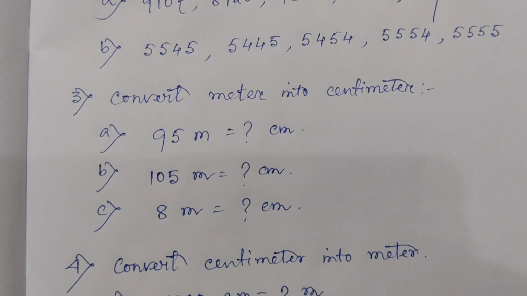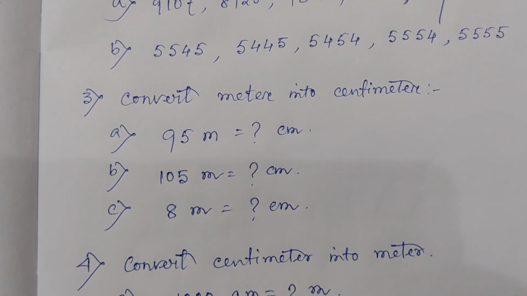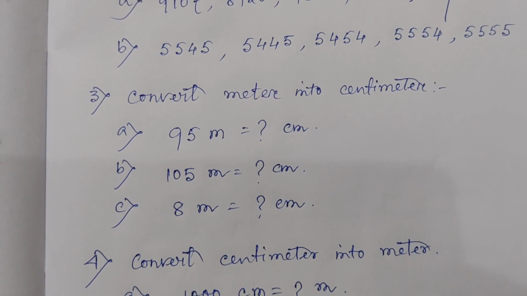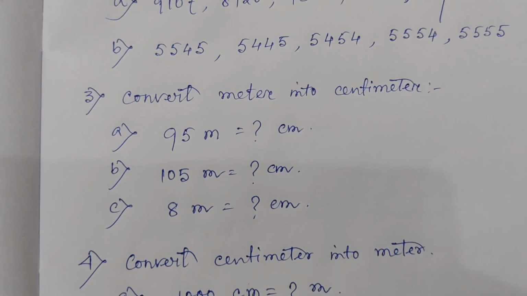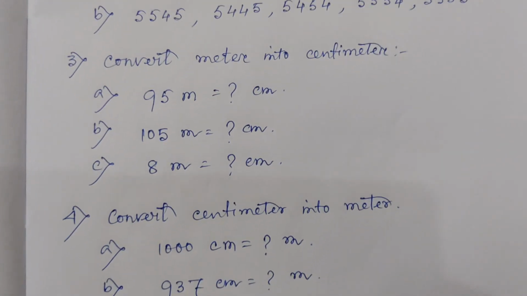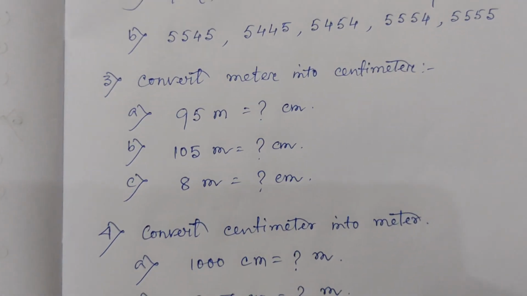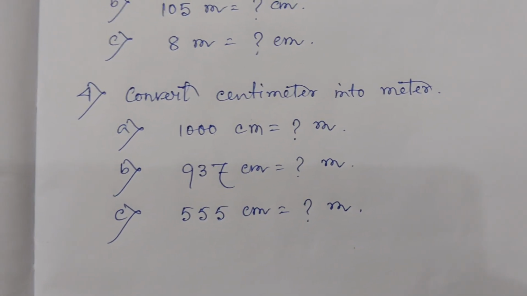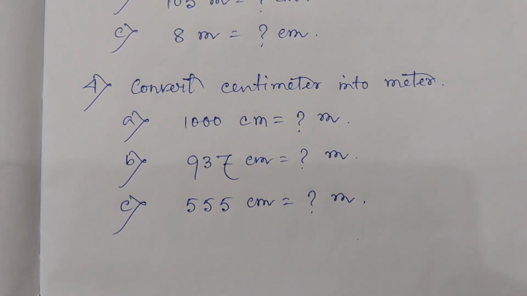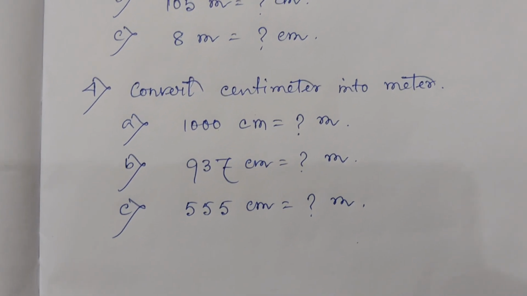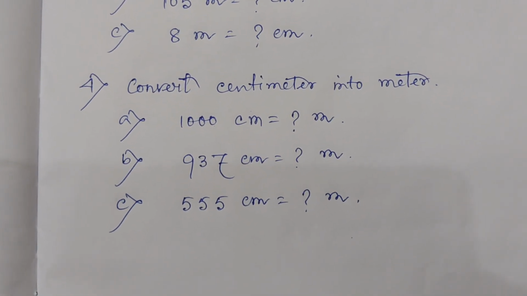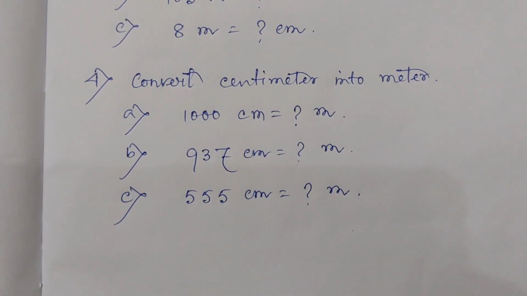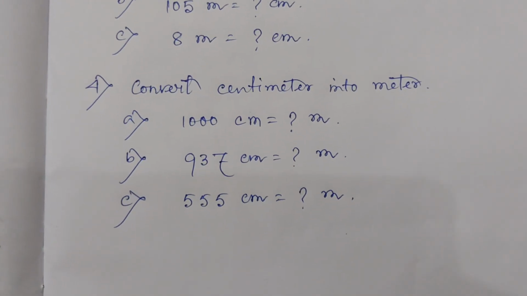Next, number 3, convert meter into centimeter. Number A, 95 meter. Number B, 105 meter. Number C, 8 meter. All of these you have to convert into centimeter. And number 4, convert centimeter into meter. Number A, 1000 centimeter. Number B, 937 centimeter. Number C, 555 centimeter. So you must do this homework.